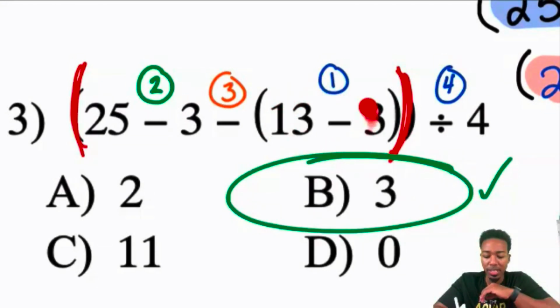But here we would have had the 10. Then it would have been 25 minus this, minus that. Then once you're done, divide by 4. So just follow the trail there. Do what you've got to do.